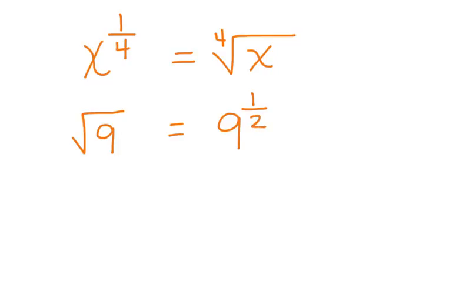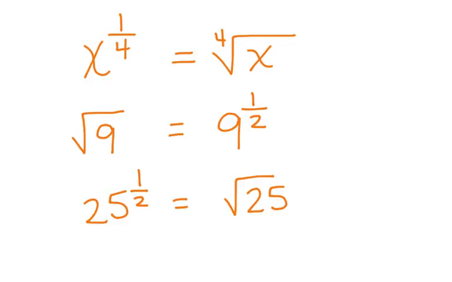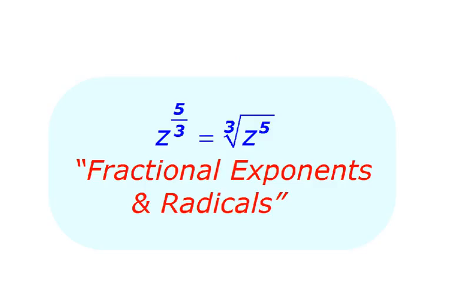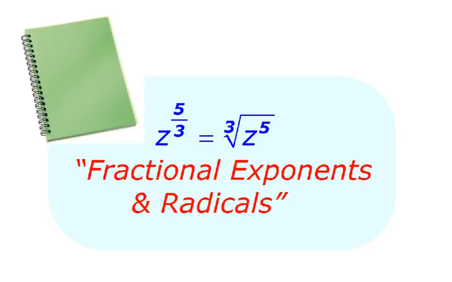Just like this, we can go the other way around. We can say 25 to the 1/2 power becomes the square root of 25. Here's a very simple way to remember fractional exponents and radicals. Take a minute to write this down into your notebook.